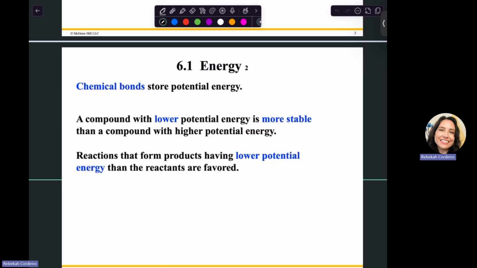Reactions that form products having lower potential energy are favored. So in chemical reactions, if you ask a question like, why does this reaction happen? A lot of the time it is because the products are lower potential energy, and so it becomes more stable.